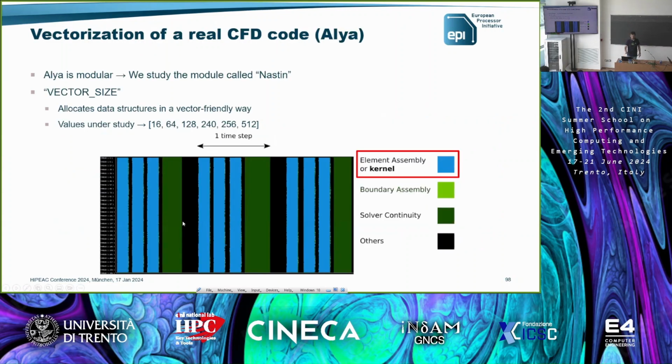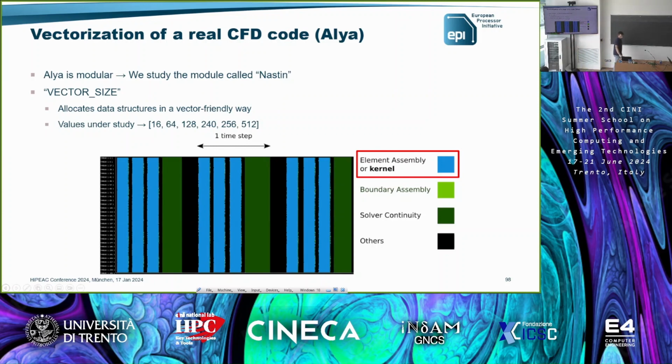So which kind of study? Here we have a computational fluid dynamics code called ALIA. This is an execution trace. Here you have time, here you have MPI processes, and this is real physics, it's not an AXP. We are focusing on the element assembly kernel, that is the blue one.